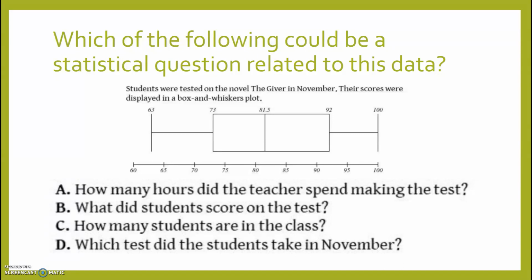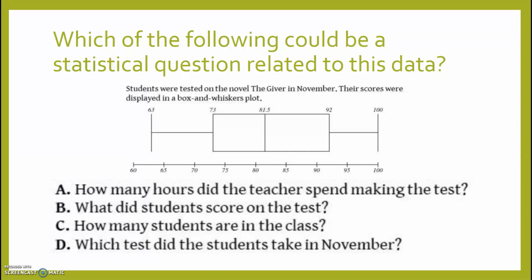So the questions that are possible is, A, how many hours did the teacher spend making the test? Would that be statistical? Is there more than one possible response for how long did the teacher take to make this test or the test that we're looking at here? No, there's only one answer. Teacher spent some amount of time making the test, and then she didn't remake it, and then remake it, and then remake it just to see how quickly she could make it again. No, she made it one time. There's only one possible answer.